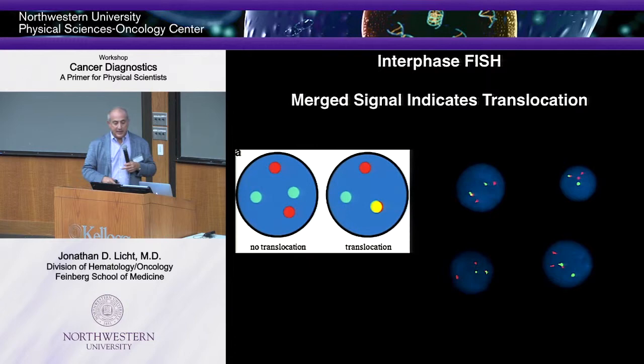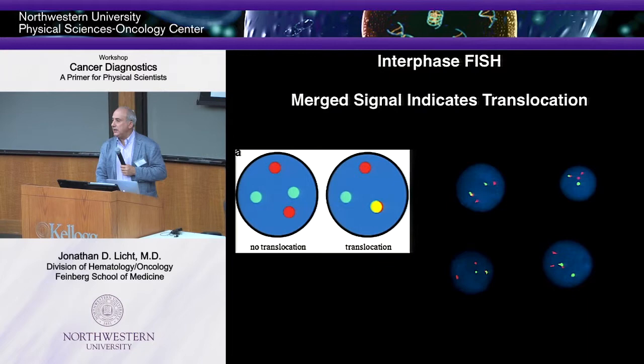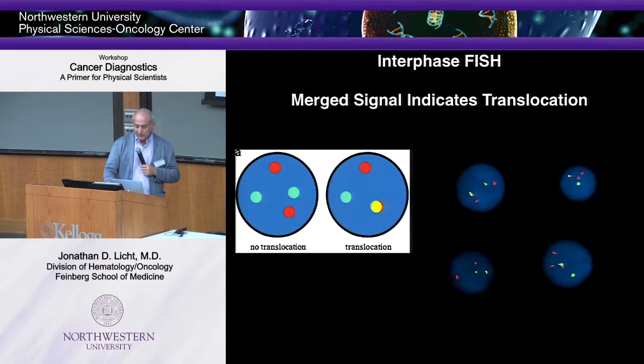And this is routinely done by our cytogeneticist downtown to look for these translocations when it's very hard to grow the patient cells and you can't get the metaphases to occur. You can do it during the interphase, so the cells don't have to be dividing.